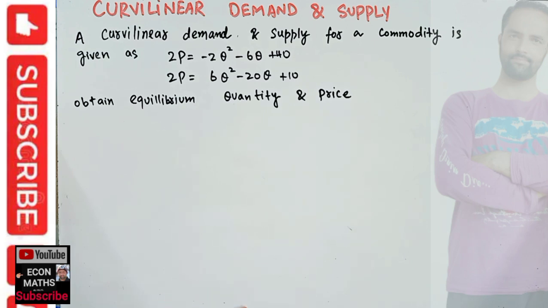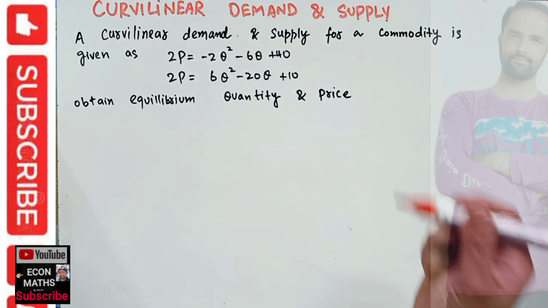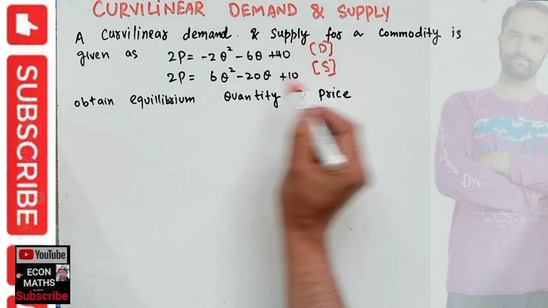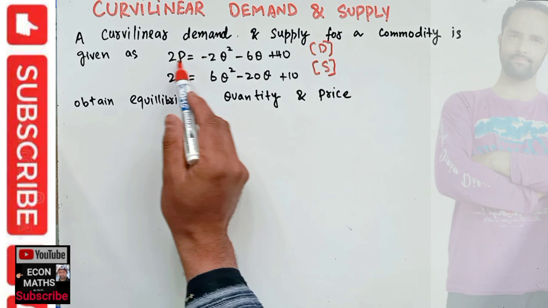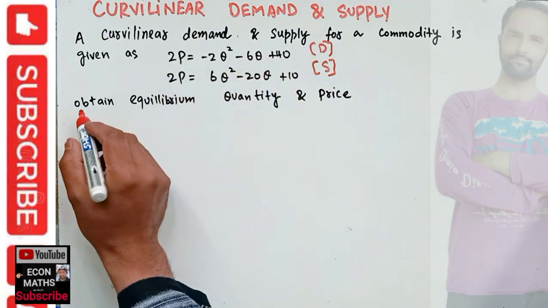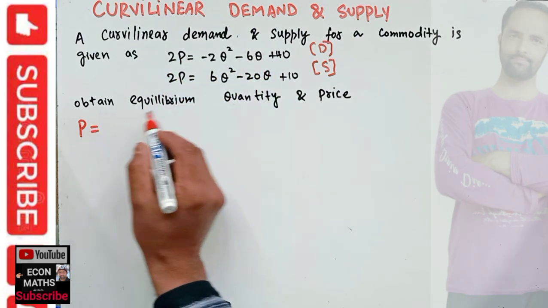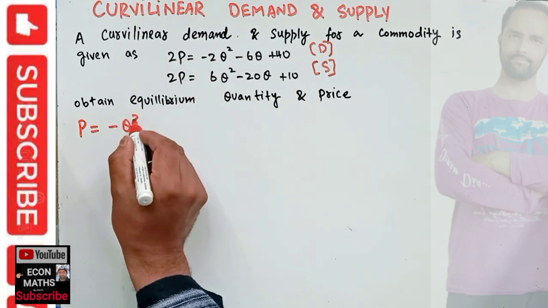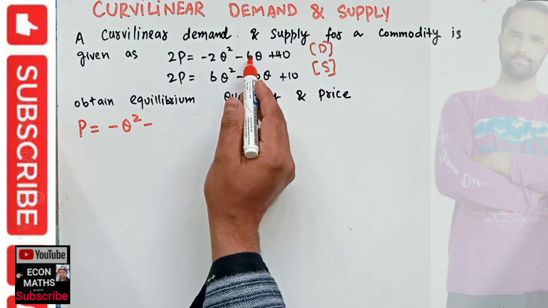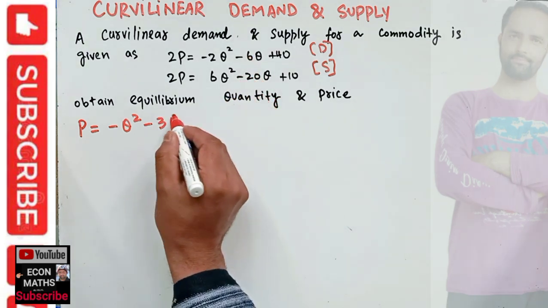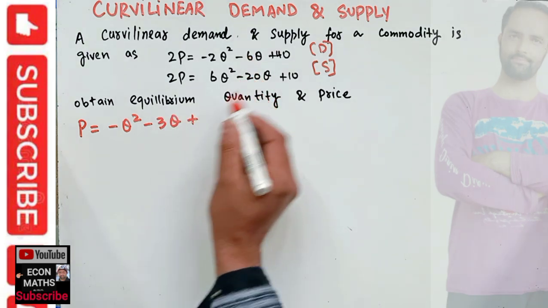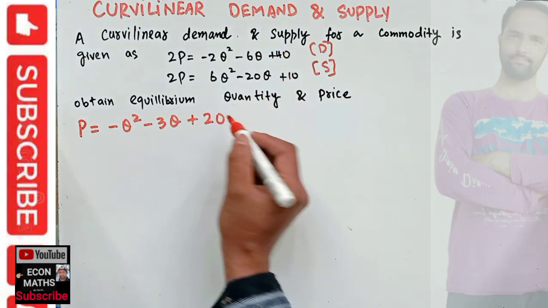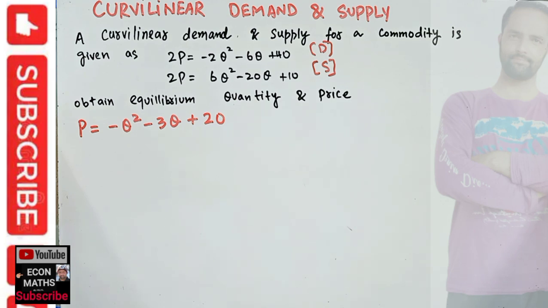So this is our demand function and this is our supply function. First, let's rewrite them, dividing both sides by 2. Our p is equal to -2 divided by 2 is -1, so we have -q², -6 divided by 2 is -3q, plus 40 divided by 2 is 20. This is our demand function.